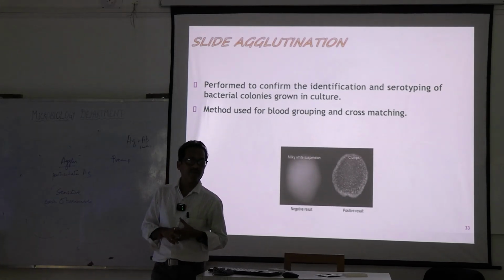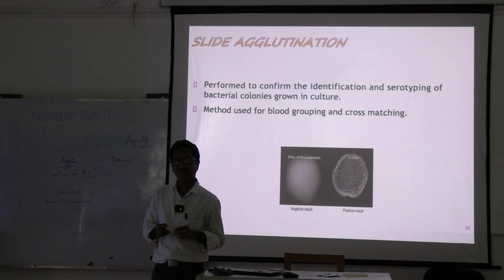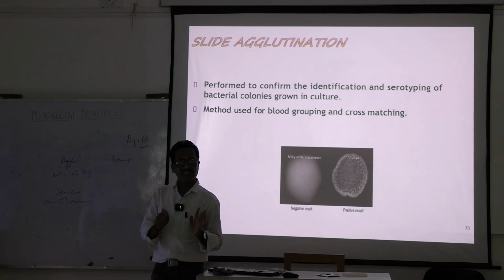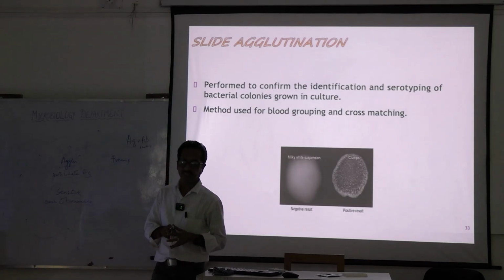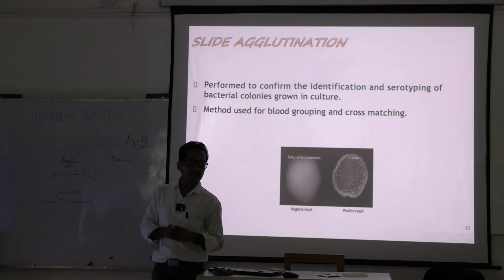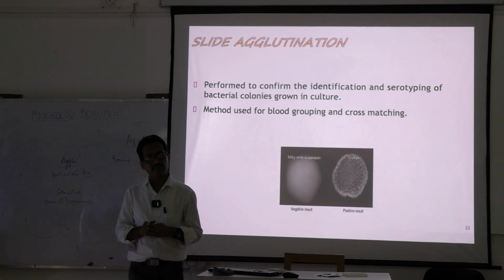Can you give an example of a tube agglutination test in bacteriology? Not only antigen, but in bacteriology. The Widal test is an example of a tube agglutination test. The coagulase test is also an agglutination test. So Widal is the commonest example of a tube agglutination test.